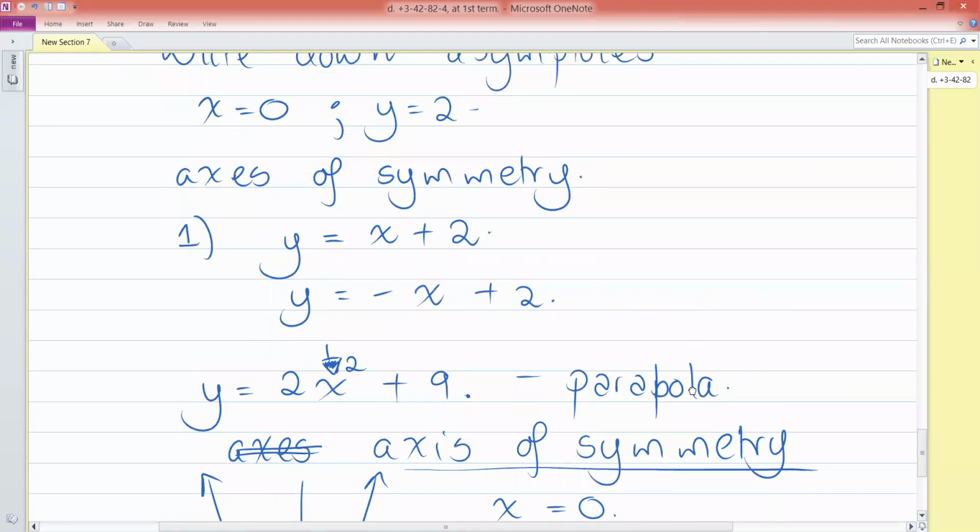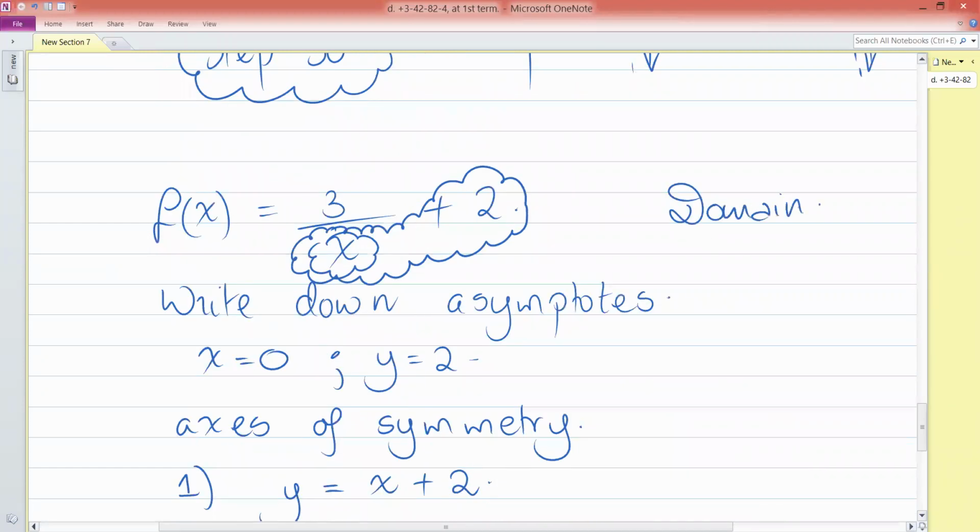Let's go to this one. So domain for this one, x is an element of real numbers, but x cannot be equal to 0. Range for this one, y is an element of real numbers, but y cannot be equal to, not 0, 2, which was your asymptote.